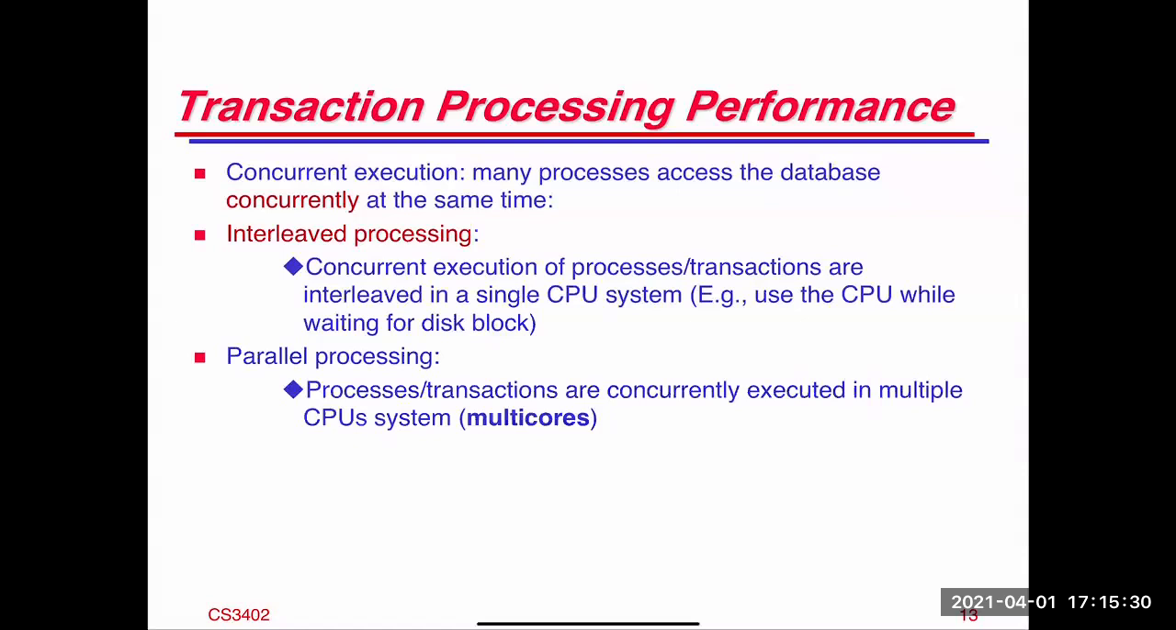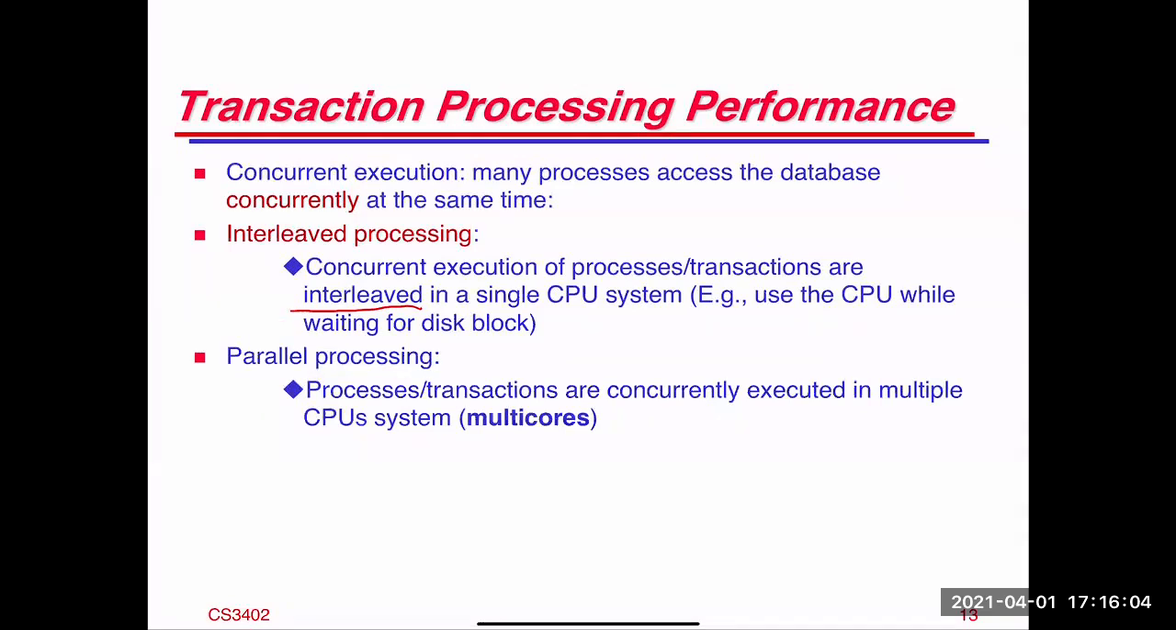So the first one is interleaved processing. So here we're looking at concurrent execution of processes and transactions that are interleaved in a single CPU system. All right, so we have just a single processing unit, but we might have multiple transactions that are going on at the same time. But of course, only one of them will perform specific operations at any single point in time.